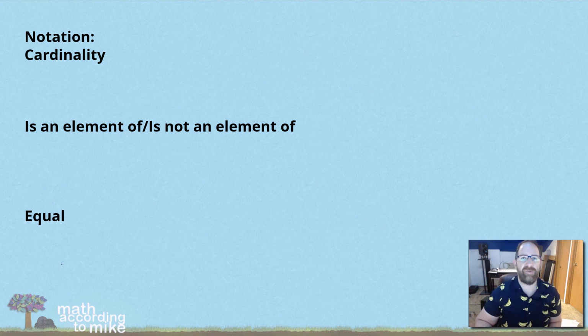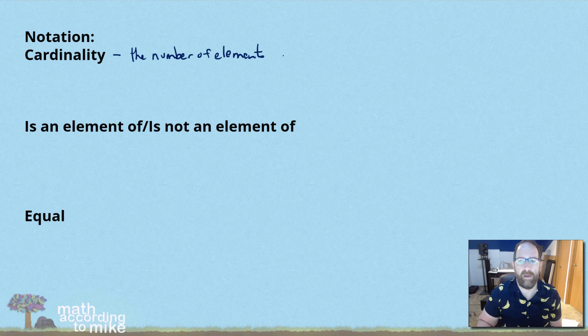Next up, let's start to introduce some big-time notation. First up is cardinality. Cardinality represents the number of elements in a set. So the ones we just did have infinite cardinality because there's infinitely many real numbers, infinitely many integers, and so on. We're mainly going to be sticking with finite sets, which is a fancy term meaning the cardinality is just going to be a whole number.